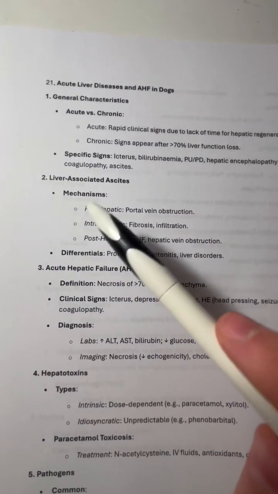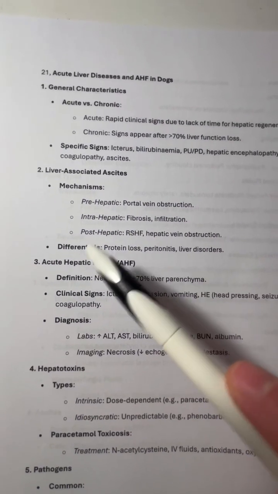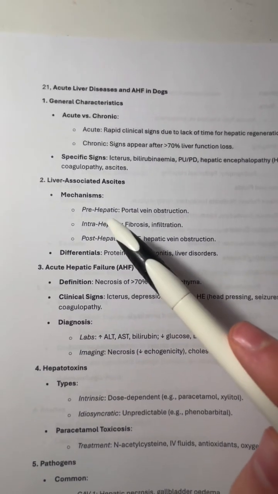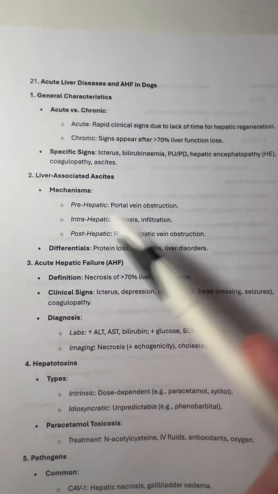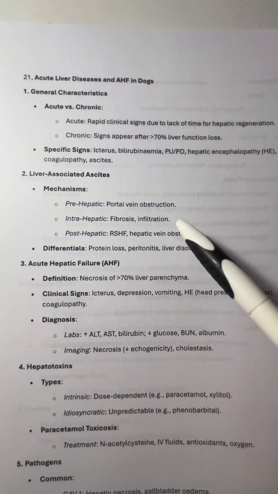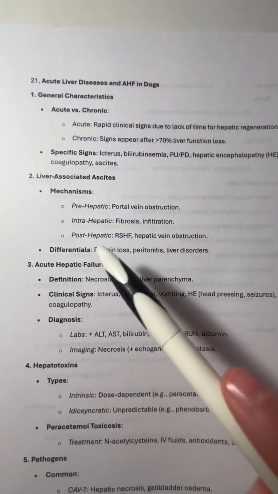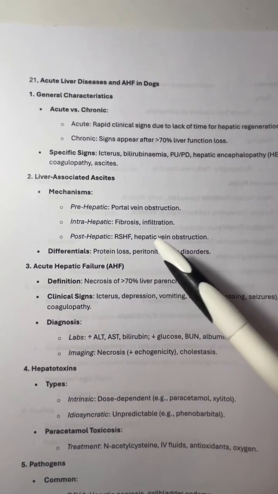Liver-associated ascites, the mechanisms are prehepatic, intrahepatic, and posthepatic. In the case of prehepatic, it can be portal vein obstruction. In the case of intrahepatic, it can be fibrosis or infiltration. In the case of posthepatic, it can be right-sided heart failure or hepatic vein obstruction.